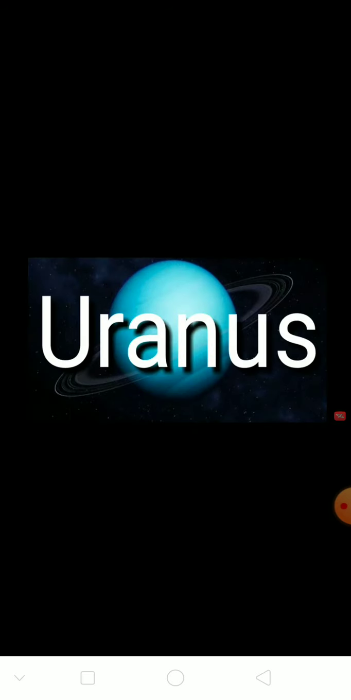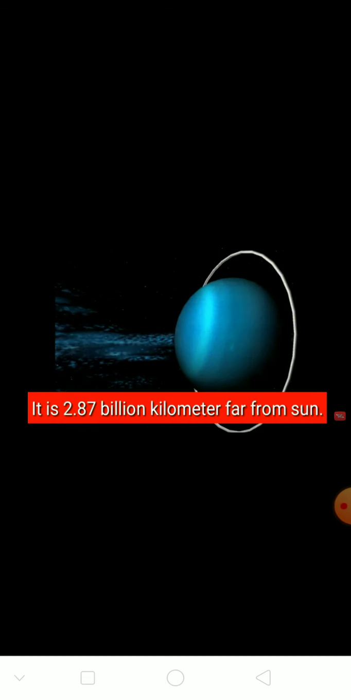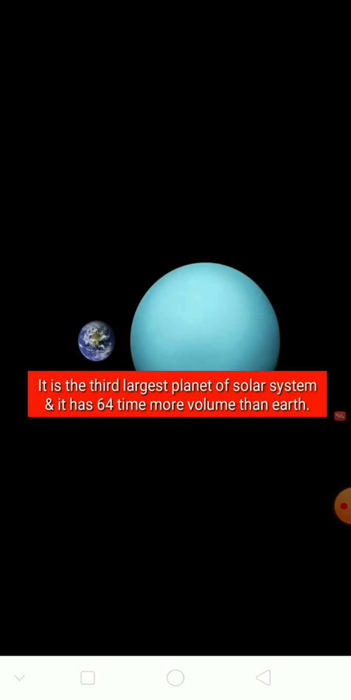The next planet is Uranus. Uranus is the seventh planet from the Sun. It is 2.87 billion kilometers far from the Sun. It takes 84 years to revolve around the Sun. It is the third largest planet of the solar system and has 64 times more volume than Earth.